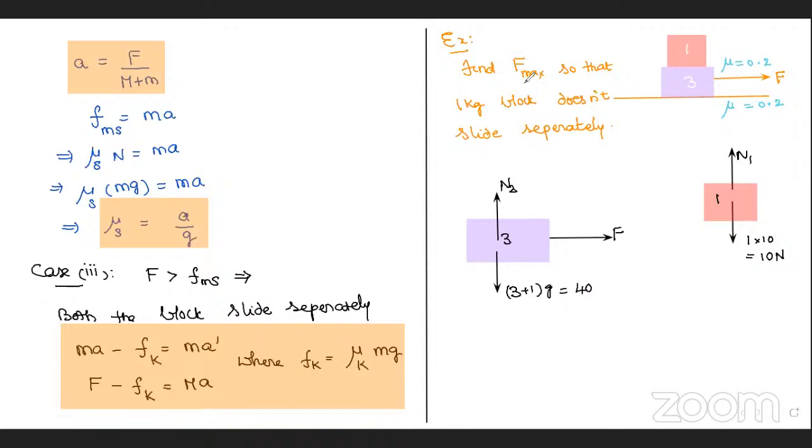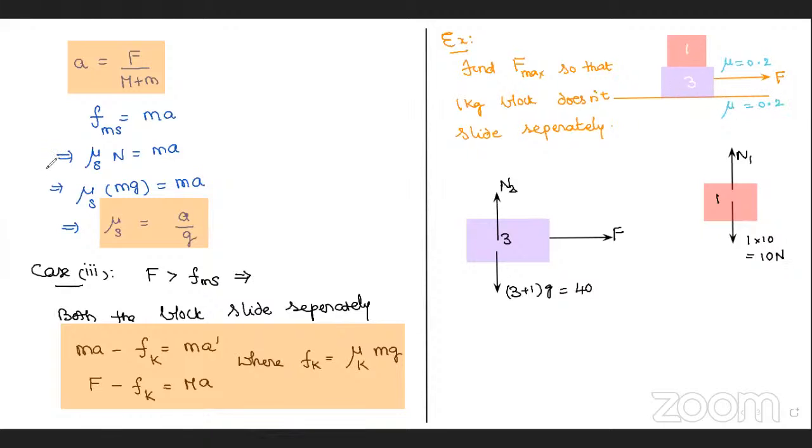Next. If I try to move forward on the 3 kg, first of all, what are the forces acting on the 3 kg and 1 kg? Let me check. When I apply some force on the lower block, surely the lower block should try to move. When it tries to move, the problem is there is friction at the lower surface.